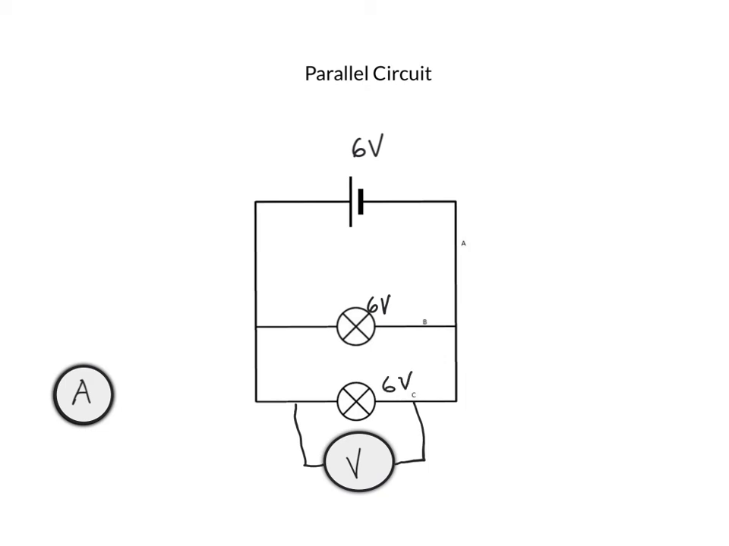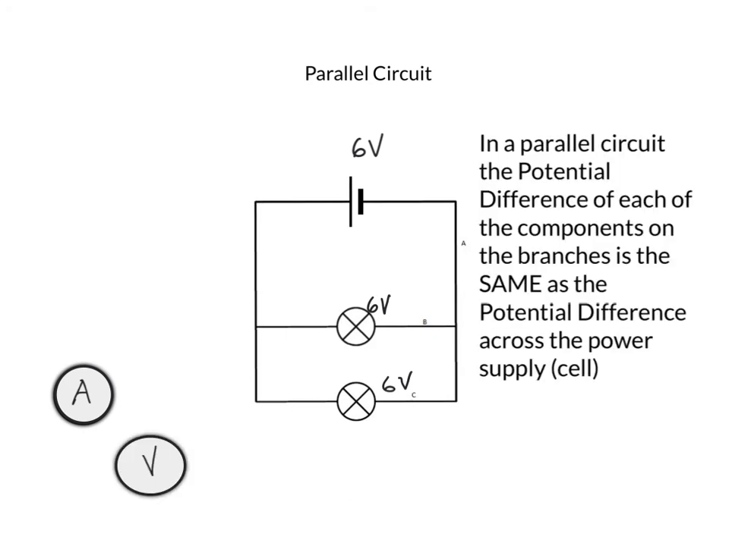So what is the rule for potential difference or voltage in a parallel circuit? This one is a little bit wordy, but it says that in a parallel circuit, the potential difference of each of the components, in this case bulbs, on the branches is the same as the potential difference across the power supply, which in this case is a cell. So what we're saying is that 6 volts equals 6 volts equals 6 volts, and that's across the power supply and across each of the bulbs.